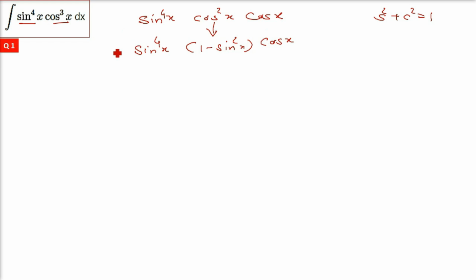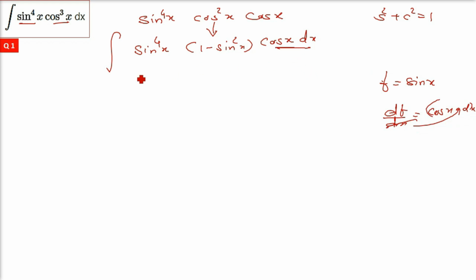So we are going to put sin x as t. When we place sin x as t, the differentiation dt by dx will be cos x. Dx will go on the right hand side, so we get cos x dx. This whole cos x dx we have achieved. Sin raised 4x will become t raised 4, this will be 1 minus t square, and cos x dx will be dt. So this is the integration.